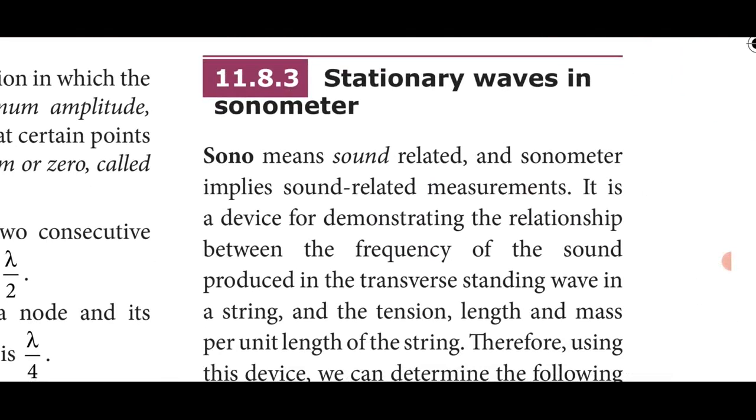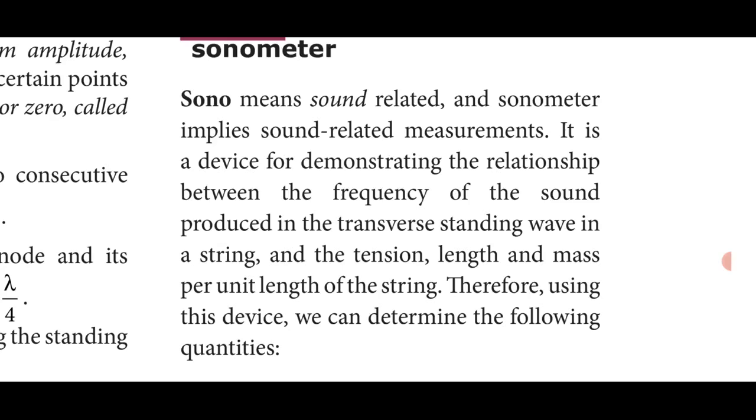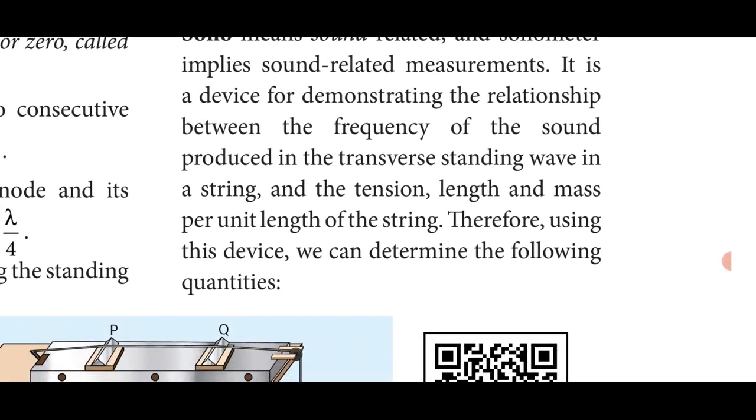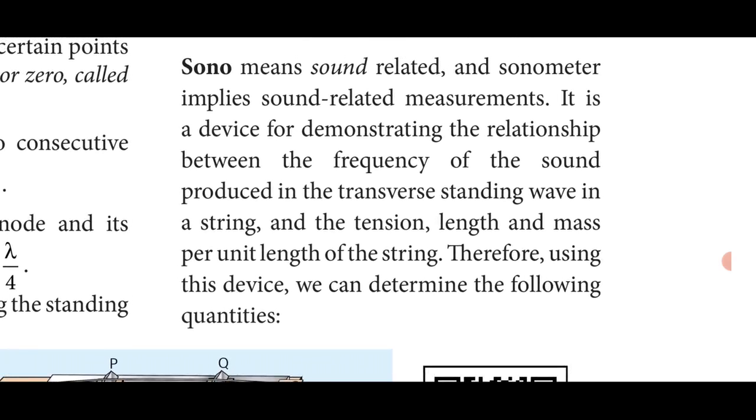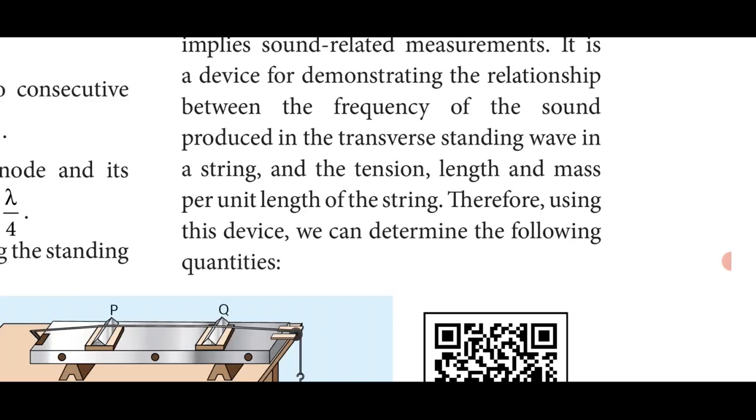Next we pass on to the stationary waves in the sonometer. Sono, you know, is sound related. Sonometer implies sound related measurement. It is the device for demonstrating the relationship between the frequency of the sound produced and the transverse standing waves in a string. When you tie a string and make it vibrate, it will produce some sound, and that frequency is what is measured by this sonometer. The tension, the length and the mass per unit length of the string will all be measured with this sonometer.